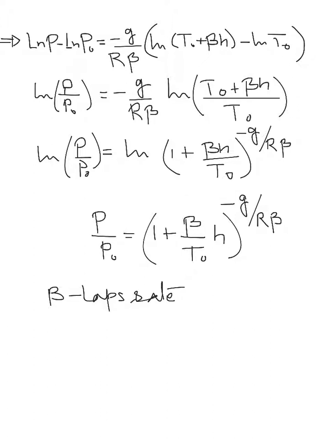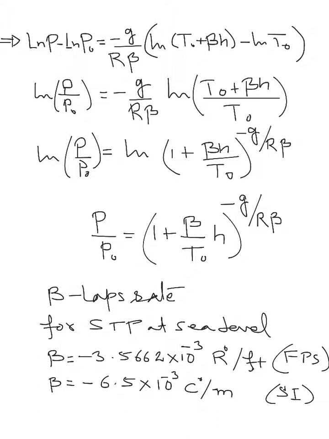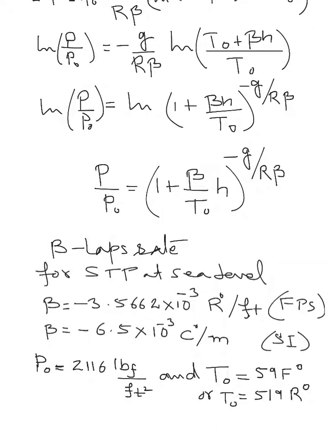Now, for standard temperature and pressure at sea level, the value of beta will be minus 3.5662 times 10 to the minus 3 degrees Rankine per foot in the FPS system, and in the metric system it will be minus 6.5 times 10 to the minus 3 degrees Celsius per meter. Also, the pressure at sea level in the FPS system is 2116 pounds per square foot, and the temperature is 59 degrees Fahrenheit or 519 degrees Rankine.